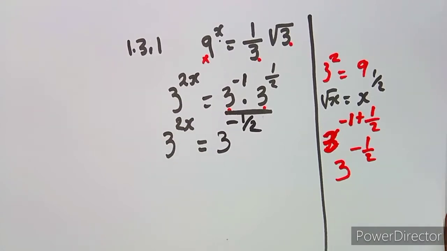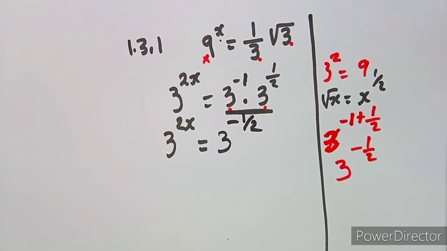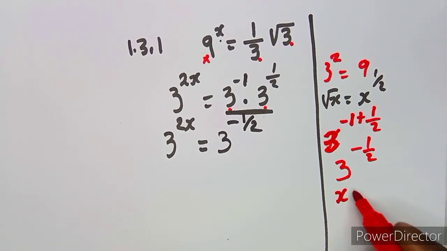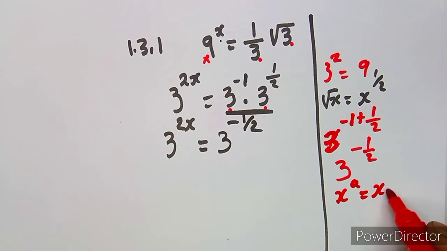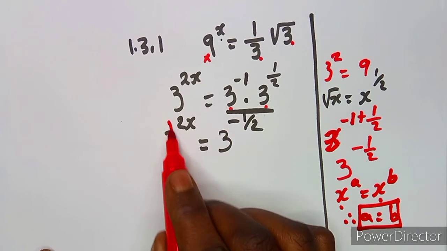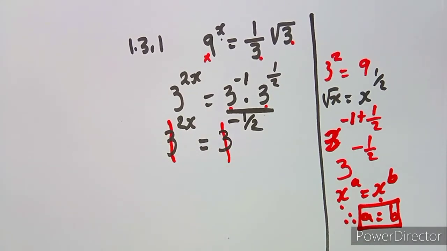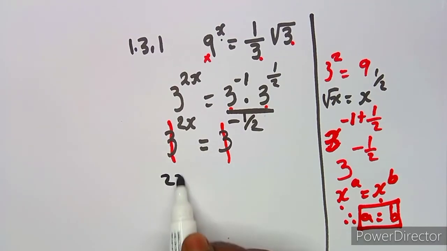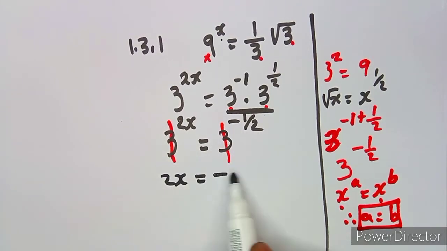So what's interesting, or what are we going to benefit from this? Remember, I told you guys that when the bases are the same, and you are equating the bases which are the same, it means the exponents are the same. So therefore, a is equal to b. Also, the exponents are the same, from the concept that the bases are the same, it's a default thing. So that means I can cancel this and this because I want to equate the exponents. So I'm going to equate this part here, 2x to minus half.